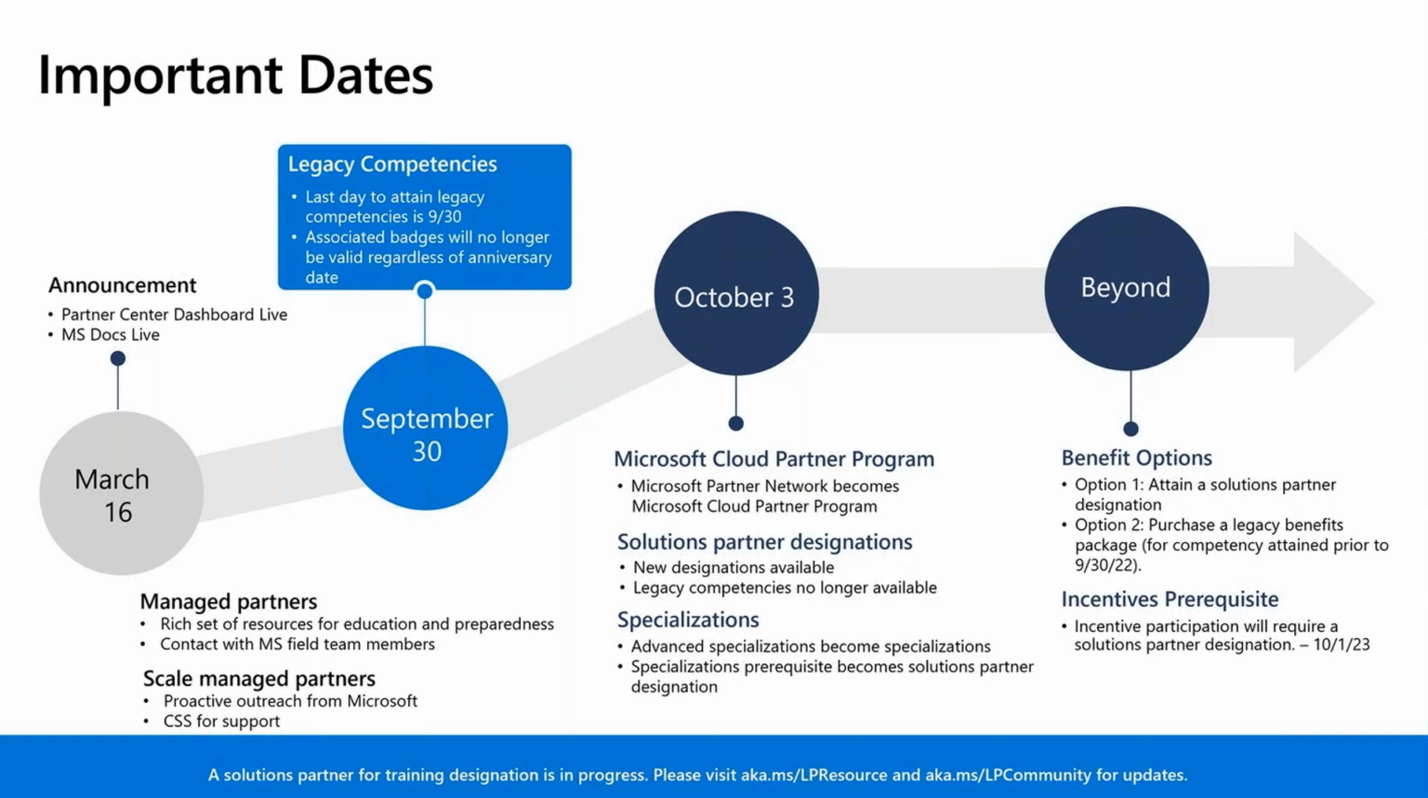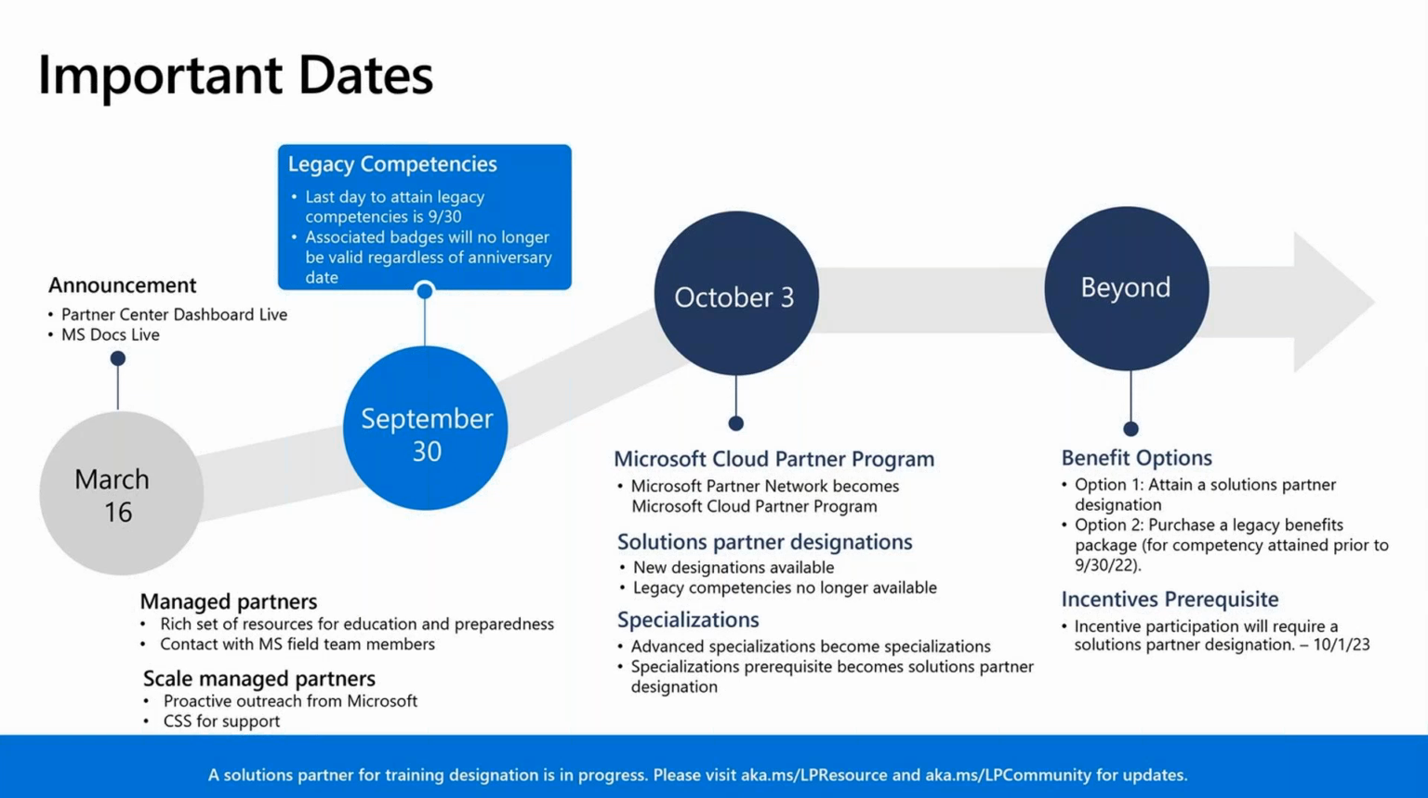On the last section, you're beyond. So after you can no longer renew legacy, what options do you have? The preferred option, option 1, is you work towards a new solution partner designation. That's obviously the preferred option. I'm sure everybody on the call wants to do that, but it may be easier for some than it is for others. Option 2 is to purchase the legacy benefits.